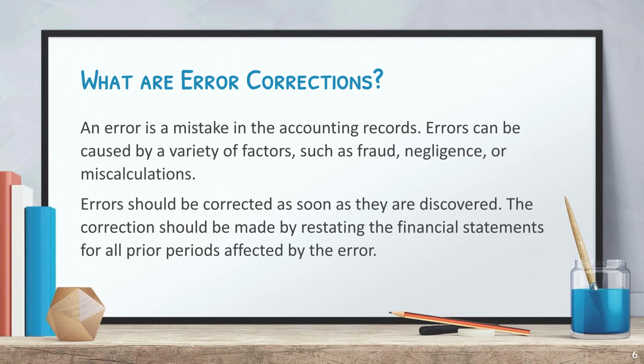An error is a mistake in the accounting record. Errors can be caused by a variety of factors, such as fraud, negligence, or miscalculations. Errors should be corrected as soon as they are discovered. The correction should be made by restating the financial statements for all prior periods affected by the error.